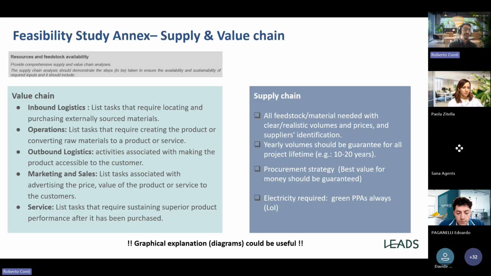Finally, you have to describe the value chain. So all the aspects related to the logistics, inbound, outbound logistics, the marketing and sales. So all the tasks, the activities associated with the value of the product, the service to the customer, and so on. The suggestion for the value chain is that a graphical explanation with some diagrams is useful. It's more useful to describe with a diagram than with a complex narrative.